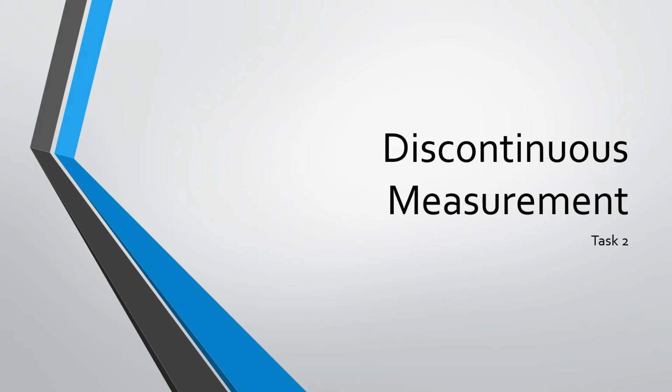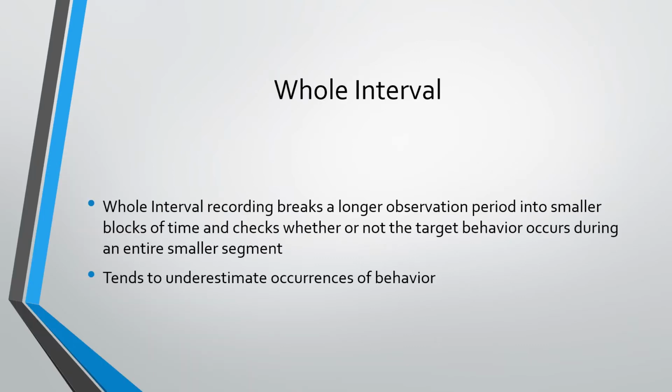Today we're going to be looking at task 2 on the RBT task list, which is discontinuous measurement procedures. The first discontinuous measurement is whole interval. Whole interval recording breaks a longer observation period into smaller blocks of time and checks whether or not the target behavior occurs during an entire smaller segment. Whole interval recording tends to underestimate occurrences of behavior.